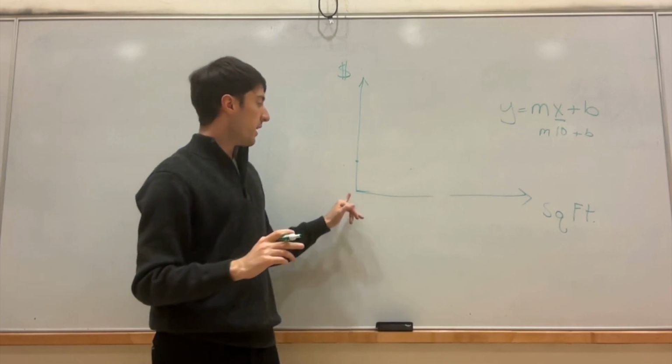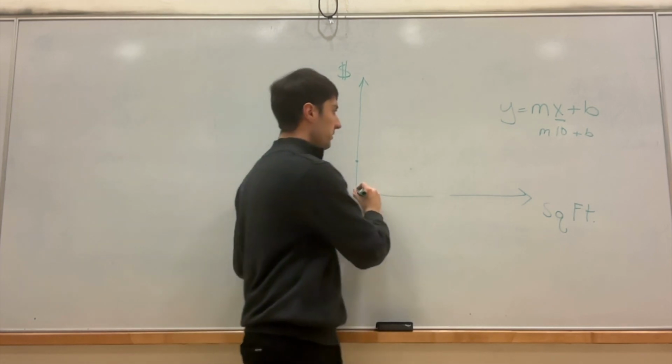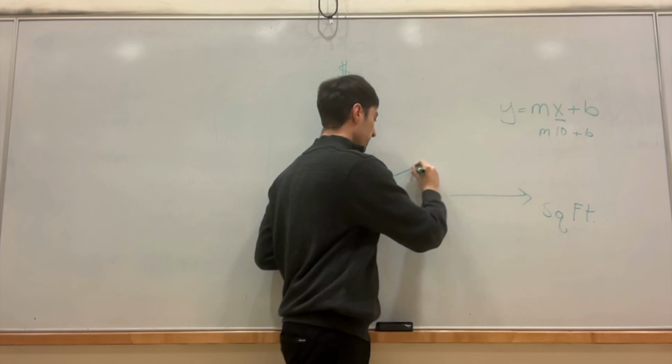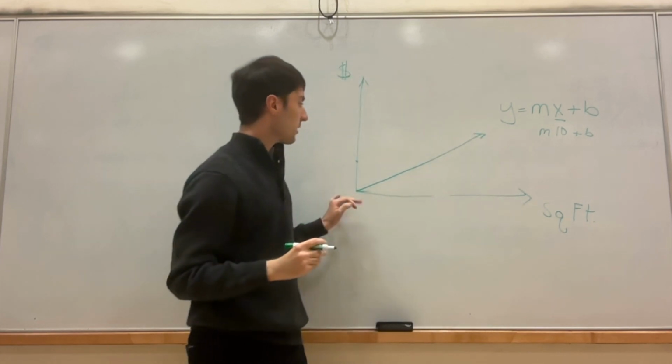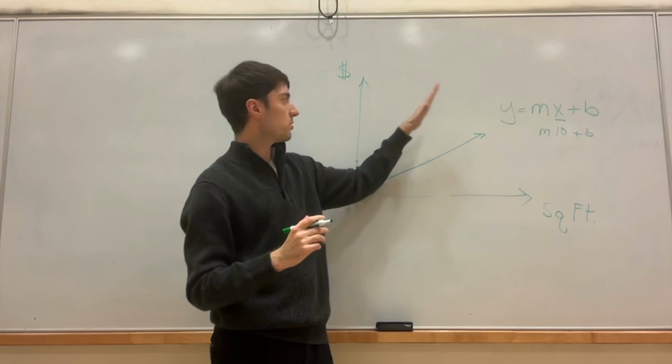So the m, this is going to be a linear model. So we have some kind of thing right here, right? The m controls the slope.